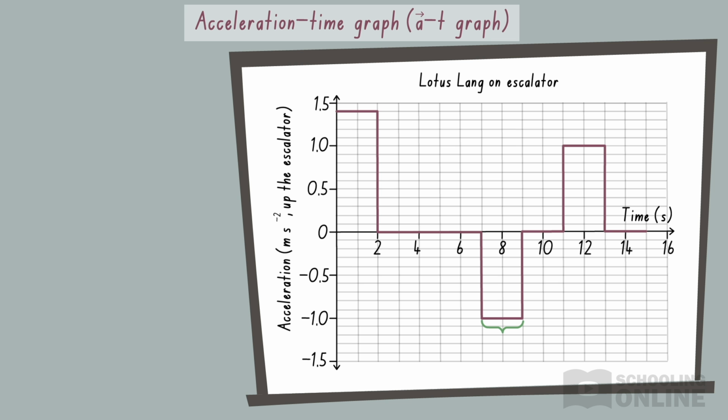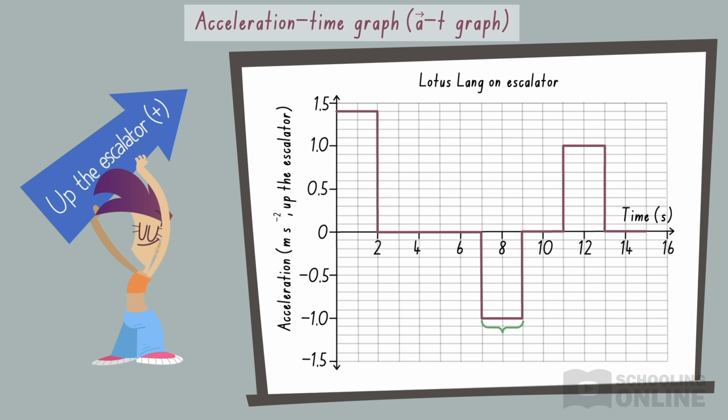This time, let's analyse an acceleration time graph of Lotus on the escalator. Here, up the escalator is positive, which means down the escalator is negative. Just like the previous example, this acceleration time graph is constructed from many horizontal lines. Therefore, we can break it up into multiple sections, and within each section, Lotus undergoes uniform acceleration.